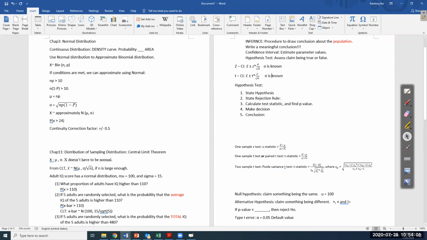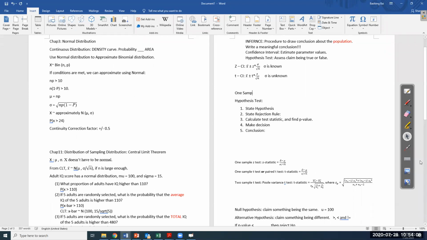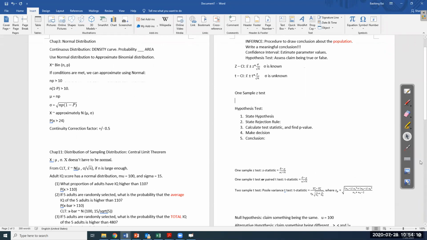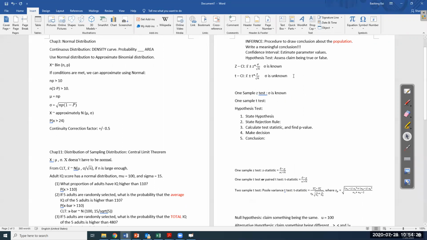If sigma is unknown, then you also have a 1 sample Z test and a 1 sample T test. So when do I use which? Same condition, right? For a Z test, it's still a Z inference. If you want to use a Z inference, you need to make sure sigma is a known value. If sigma is unknown and you want to do a hypothesis test, it has to be a T test instead, right?